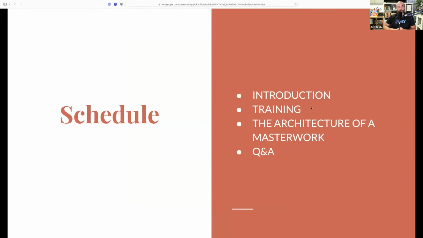Just before we jump in, to let you know what we're going to be doing for the next 90 minutes or so: I'm going to give you a quick introduction, about 5 minutes or so, and then we'll jump right into the training and let Shawn teach about the Masterwork Spec Sheet. After that, I'm going to tell you about the Architecture of a Masterwork, which is a new seminar series we're doing with Shawn. I want to introduce you to that and invite you to join. And then at the end, we'll do a Q&A, and we'll stay on and try to answer as many questions as we possibly can.